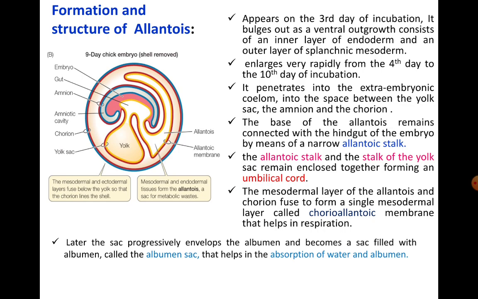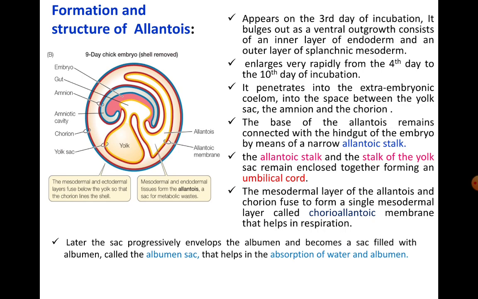Endoderm was towards the yolk sac, and the lateral plate mesoderm that was split into two, the mesoderm was towards the outside of the endoderm. That's why we are calling it the outer layer of splanchnic mesoderm. Don't get confused. So here these two together will form the splanchnopleure. Okay, so this allantois is derived from the splanchnopleure.